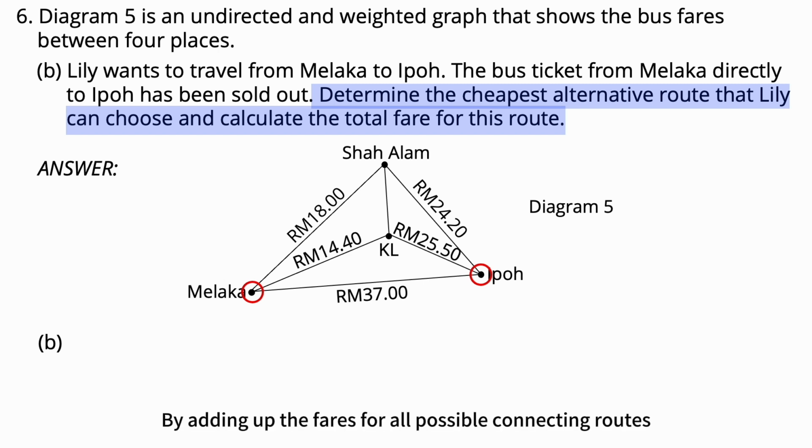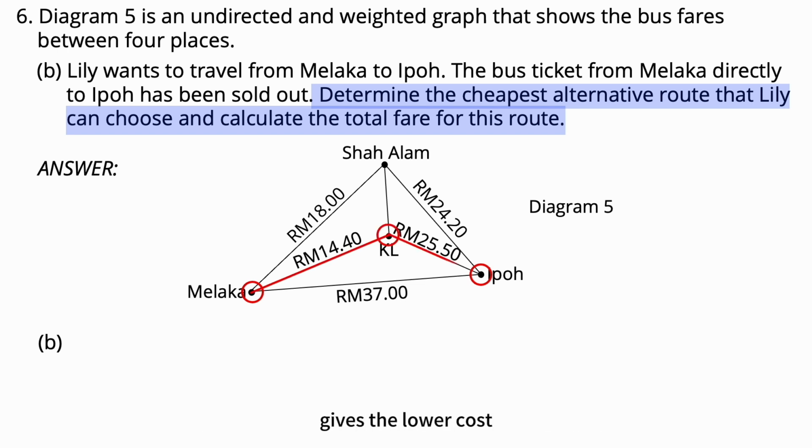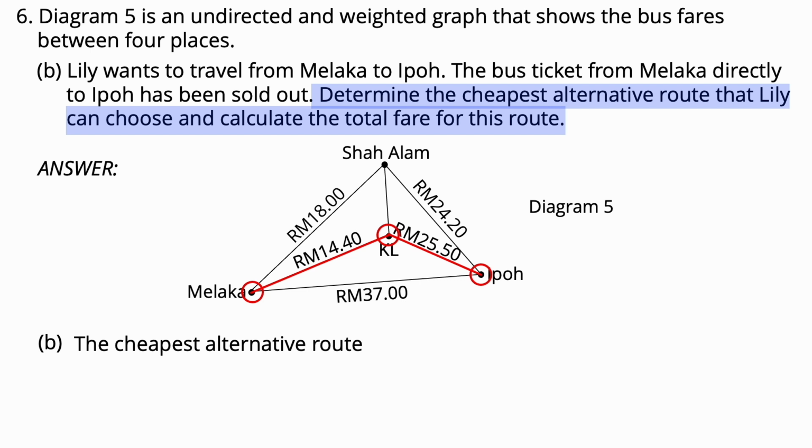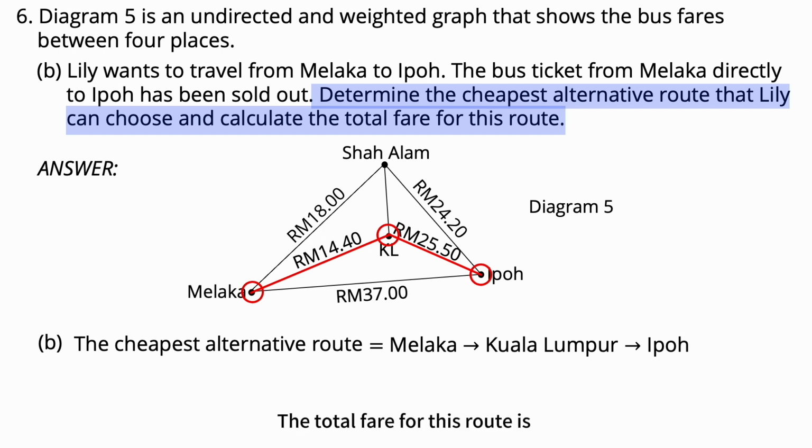By adding up the fares for all possible connecting routes, it's found that traveling through Kuala Lumpur gives the lower cost. Therefore, the cheapest alternative route is from Malacca to Kuala Lumpur to Ipoh. The total fare for this route is 14.40 plus 25.50 equals Rm 39.90.